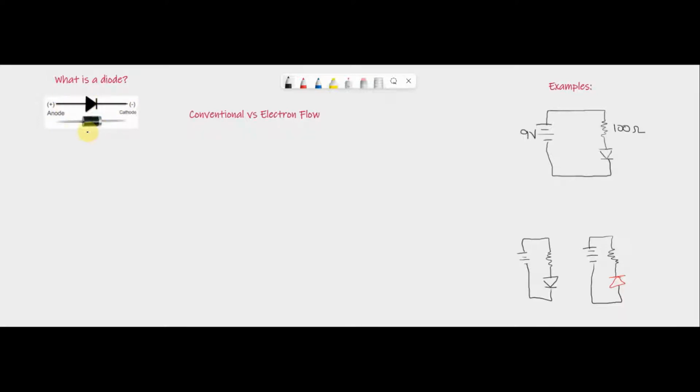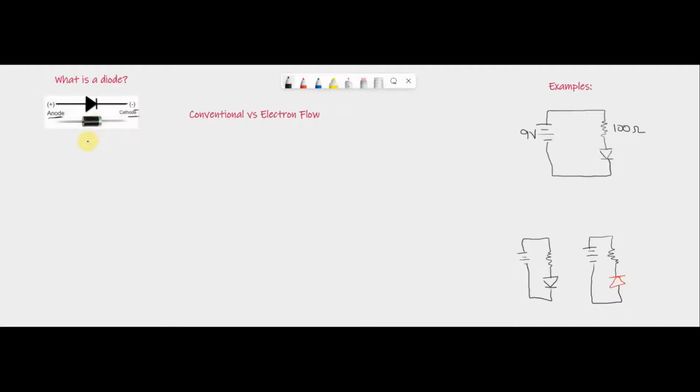A diode, I have the picture here. This is a physical picture of a diode. This is the symbol of a diode. As you can see, the diode has an anode, which is the plus, or the positive side, and it has a cathode, which is the negative side. This correlates to this actual picture here.